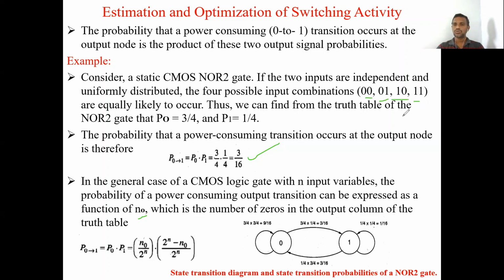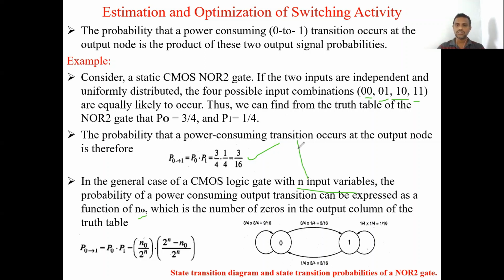Okay, so two inputs means we will get the 4 input combinations. Similarly, if you consider n inputs, there will be 2 power n possibilities. So if you consider n input variables, the probability of power consuming output transitions can be expressed as a function of n naught. So what is n naught here? n naught is the number of zeros in the output column of the truth table.